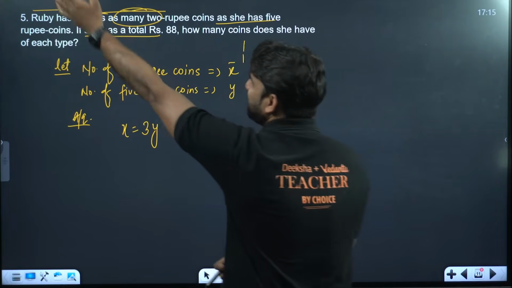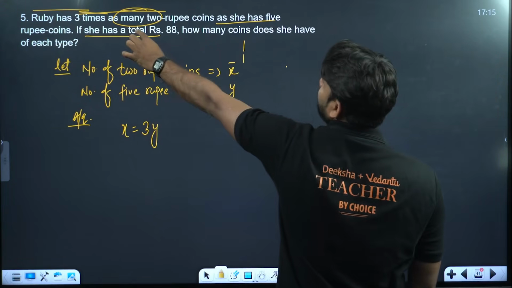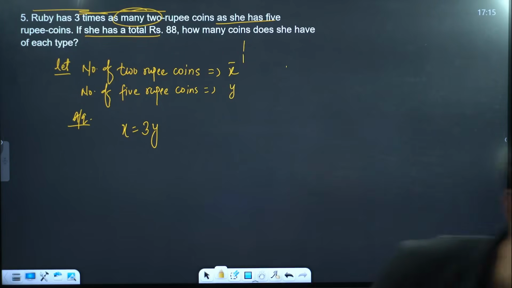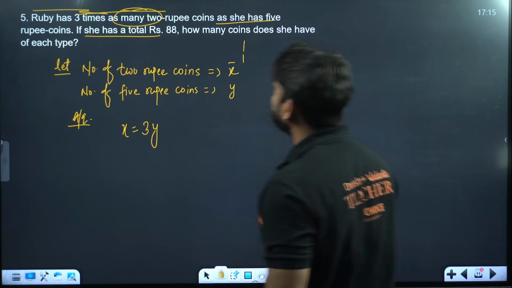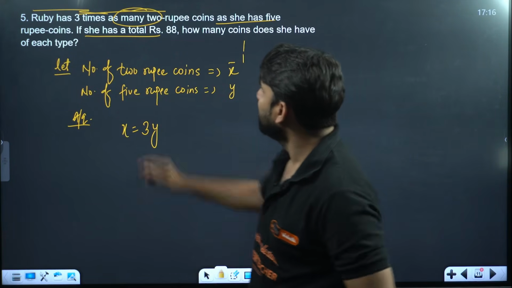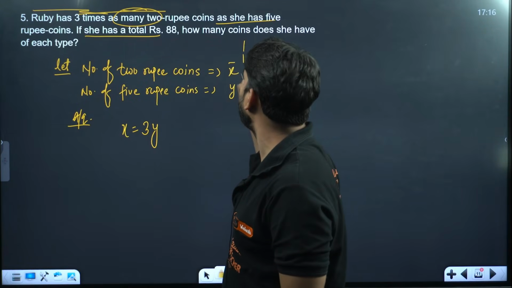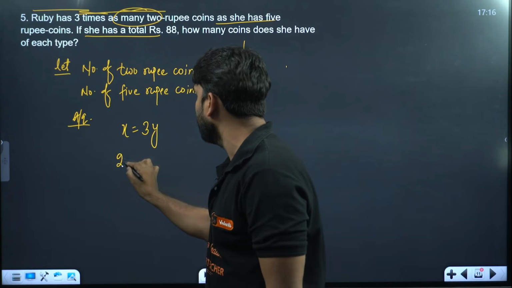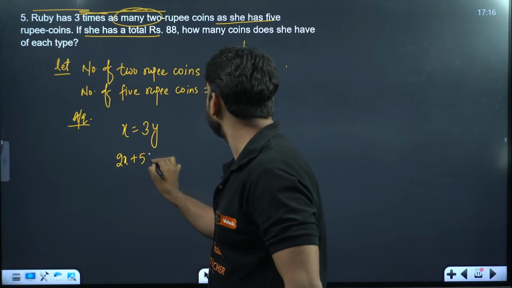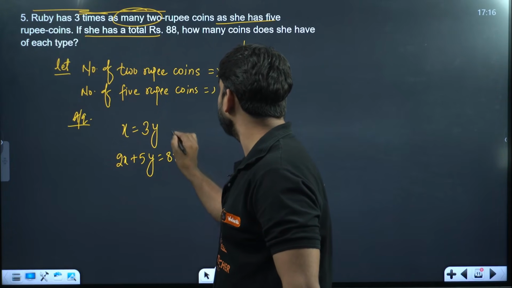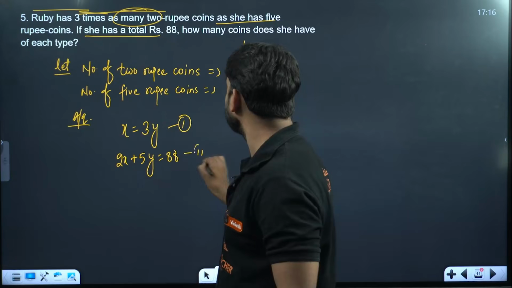See, same mistake I did here. Ruby has 3 times as many 2 rupees coins. Okay, champion? So x equals 3y. Now, if she has a total of rupees 88, what will be the total rupees? The number of 2 rupees coins is x. So this will be 2x plus 5y is equal to 88. This was the first equation. This was the second equation.